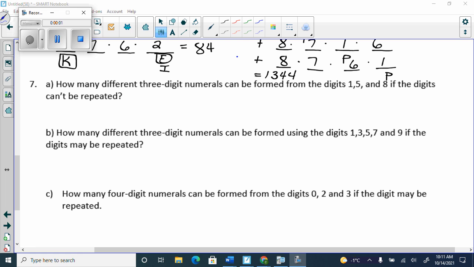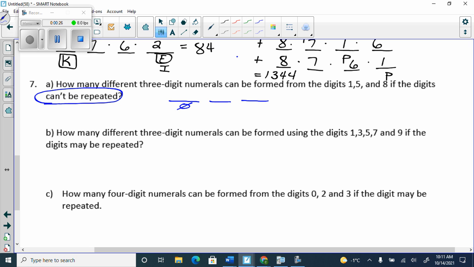How many different, this one says for number 7, how many different 3-digit numerals? 3-digit means how many blanks? 3. And numerals means numbers. What does that mean? The first blank can't be 0. Now it says, can be formed from the digits 1, 5, and 8 if the digits can't be repeated. Can't be repeated means we box them, right?